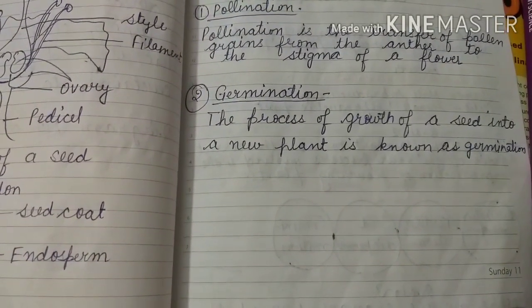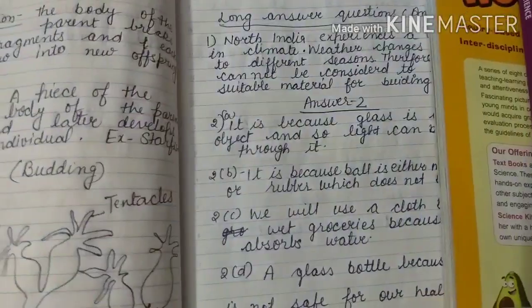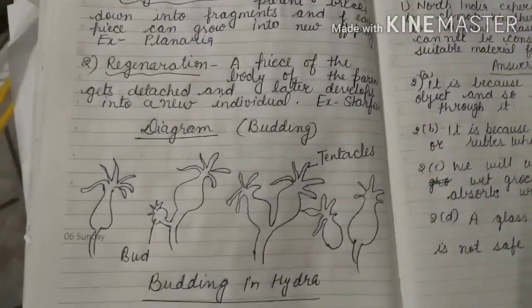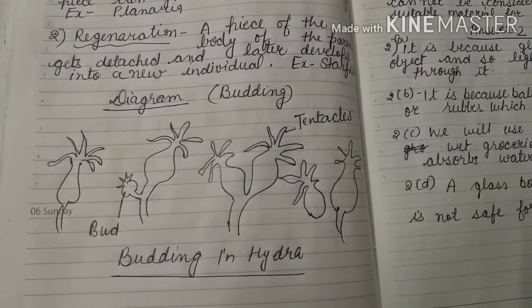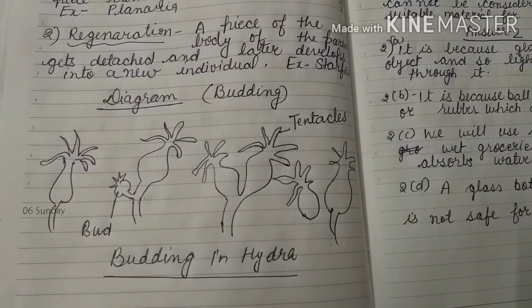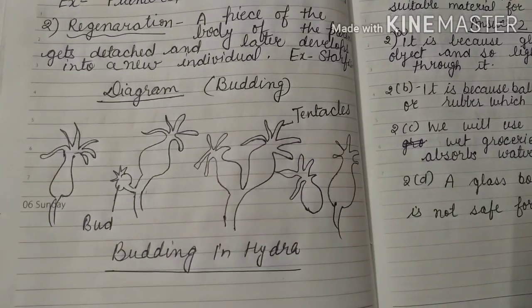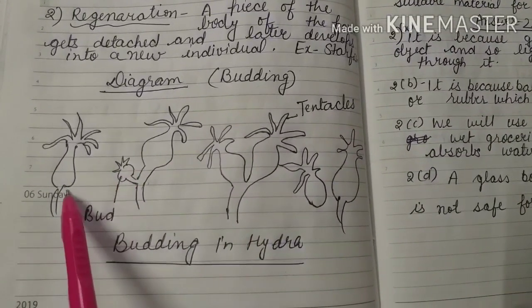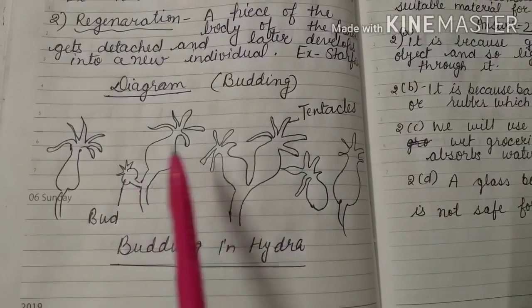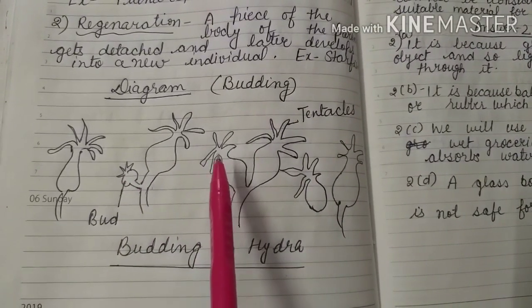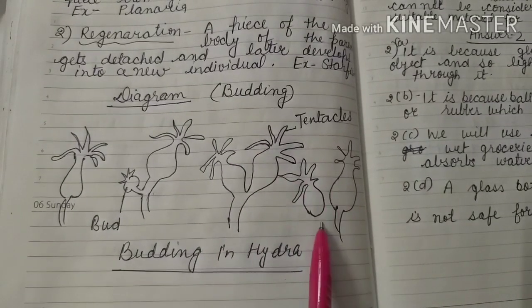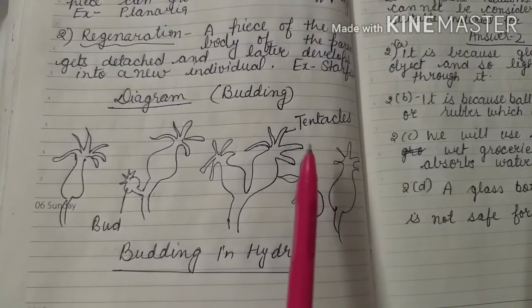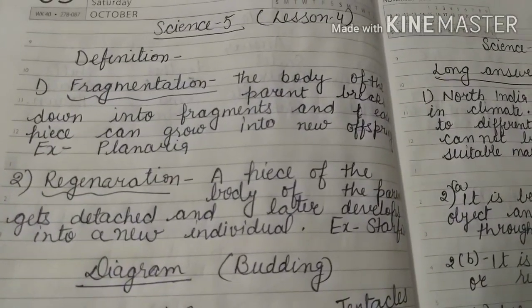Now the definitions of lesson number 4 and the diagram also. The diagram in this lesson is budding in hydra. So we will draw the bud. After we draw this diagram, we will show the bud. Then this bud will grow and detach from the parent. And these are tentacles.